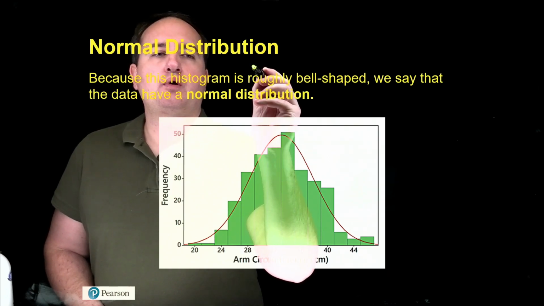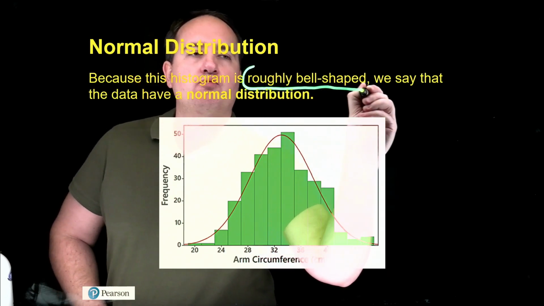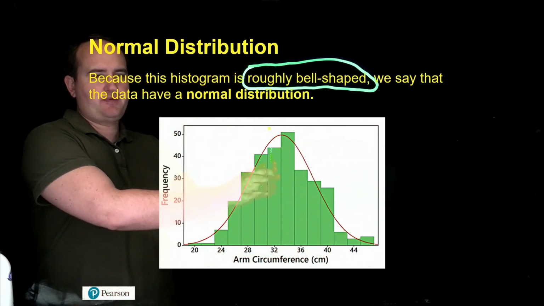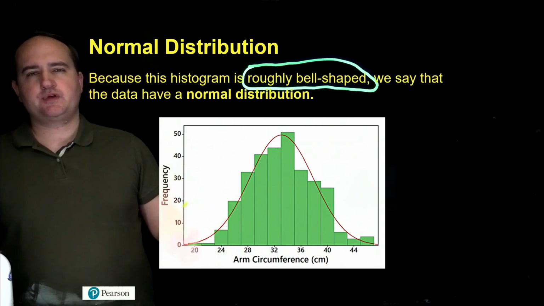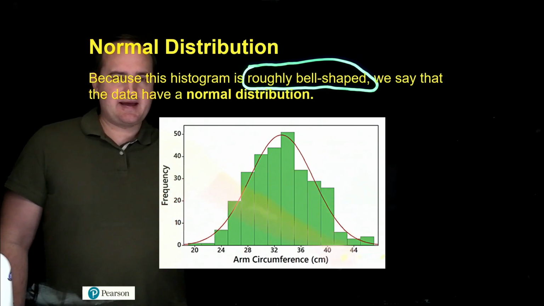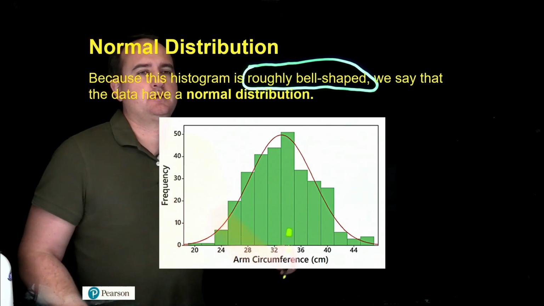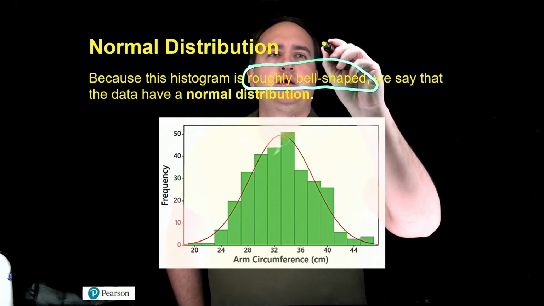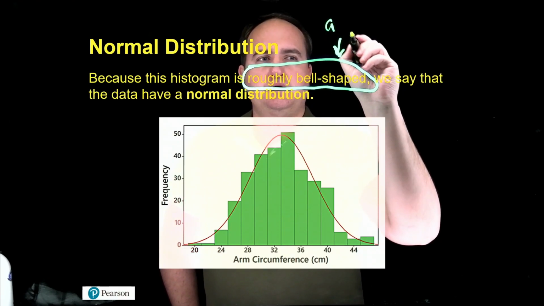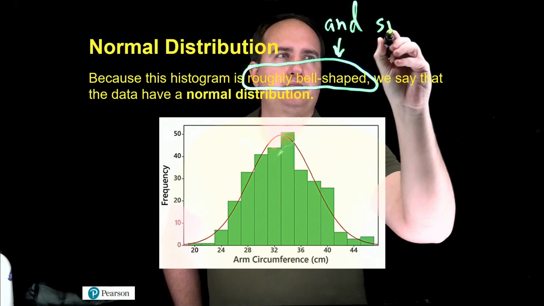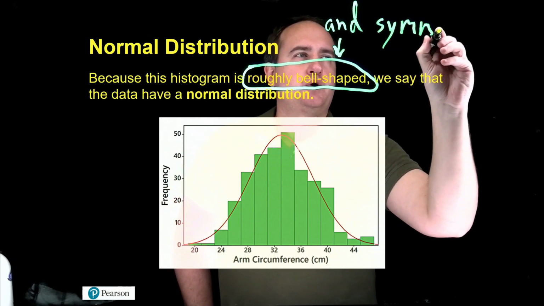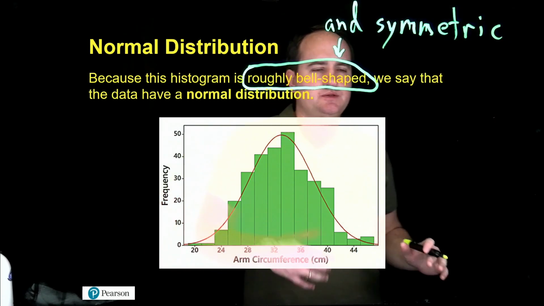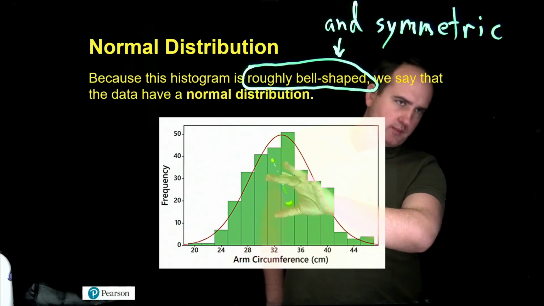And then another important detail besides being roughly bell-shaped is the left half of the graph has to roughly be a mirror image of the right half. So even though it's not on this slide, it has to be roughly bell-shaped and also symmetric. Okay. And the word symmetric, if you haven't heard it before, basically just means the left half is a mirror image of the right half.